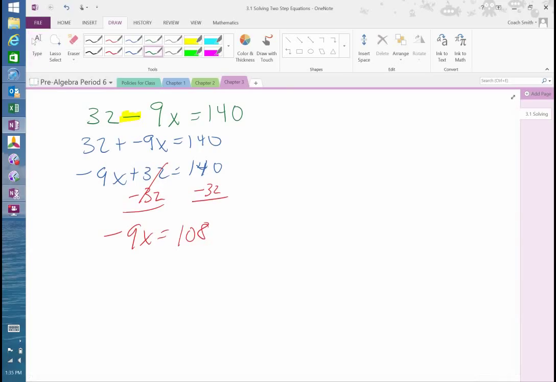Now what do? Gracie? Nope. Multiply. We're multiplying already. You divide. You divide by negative 9 to both sides. Means x is equal to negative 12.